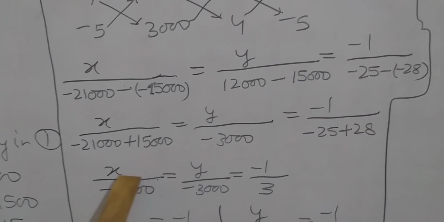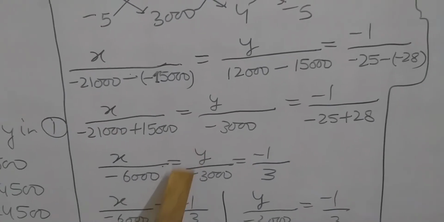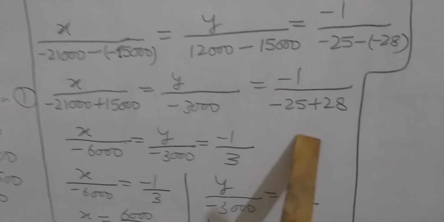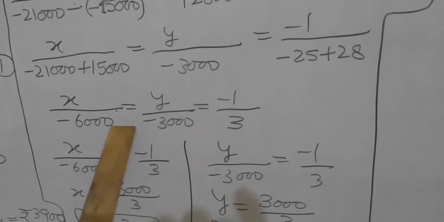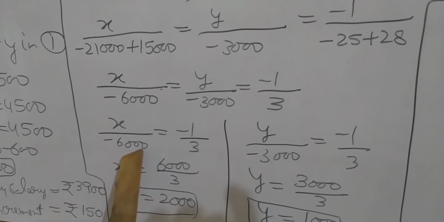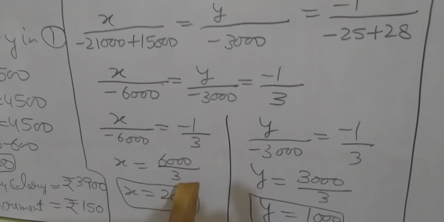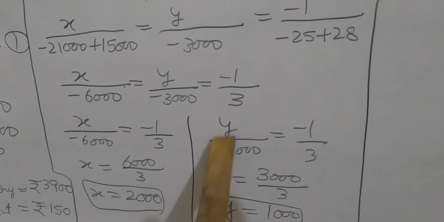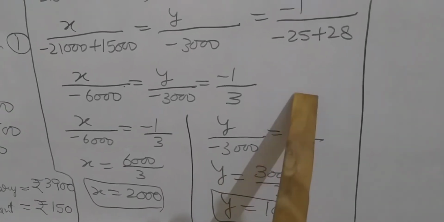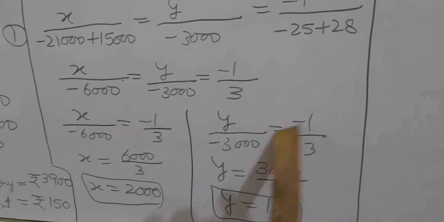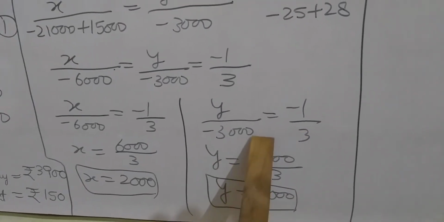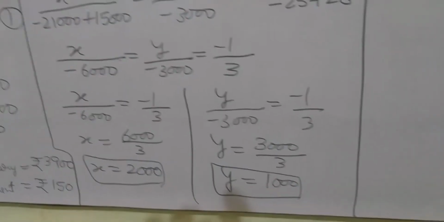Now do the calculation. X upon minus 6,000, y upon minus 3,000 equals minus 1 upon 3. Now take first and third part and cross multiply this side. It becomes 6,000 upon 3, so x is 2000. Now we take second part and third part: y upon minus 3000 equals minus 1 upon 3. Cross multiplying this side only, y equals 3000 upon 3. So y equals 1000.